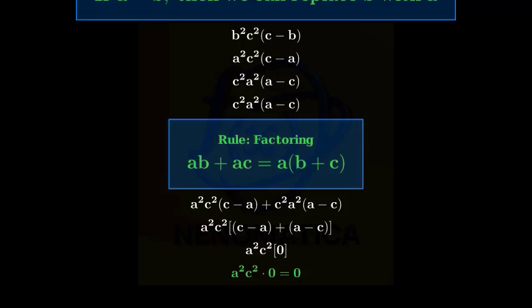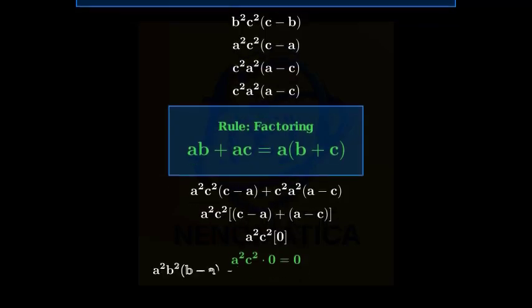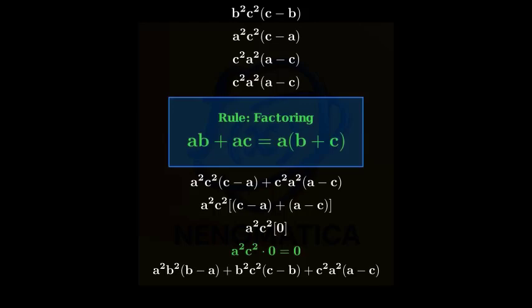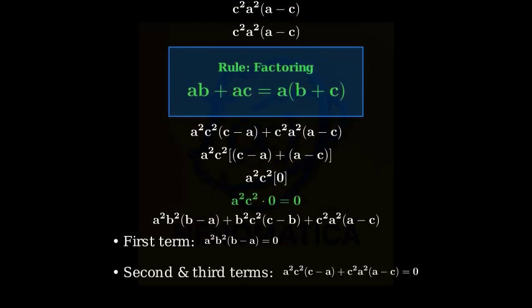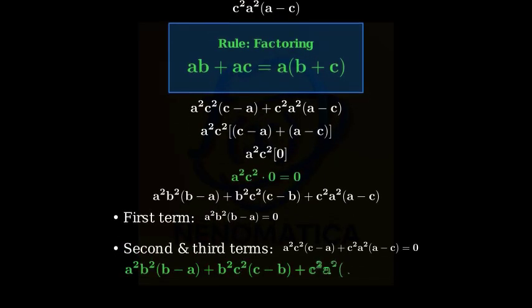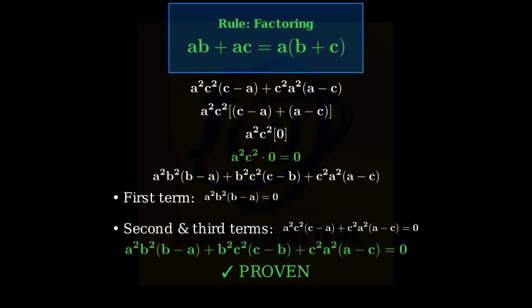Let's now verify our complete solution. Our original expression was a squared b squared times the quantity b minus a plus b squared c squared times the quantity c minus b plus c squared a squared times the quantity a minus c. With the condition that a equals b, we found the first term equals 0. The second and third terms, when combined, also equal 0. Therefore, the entire sum equals 0, which proves the statement.